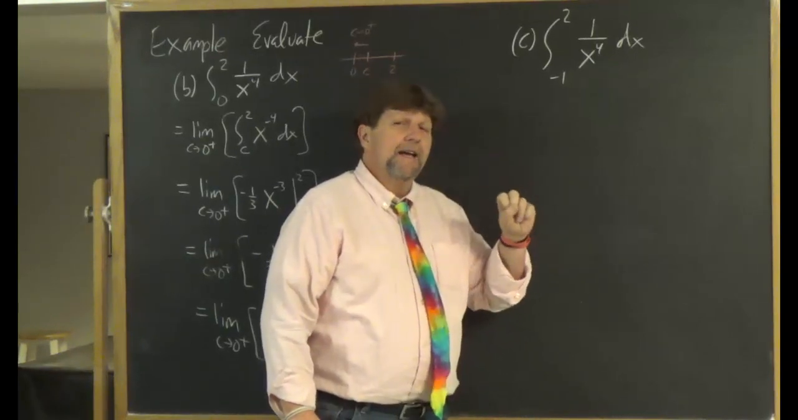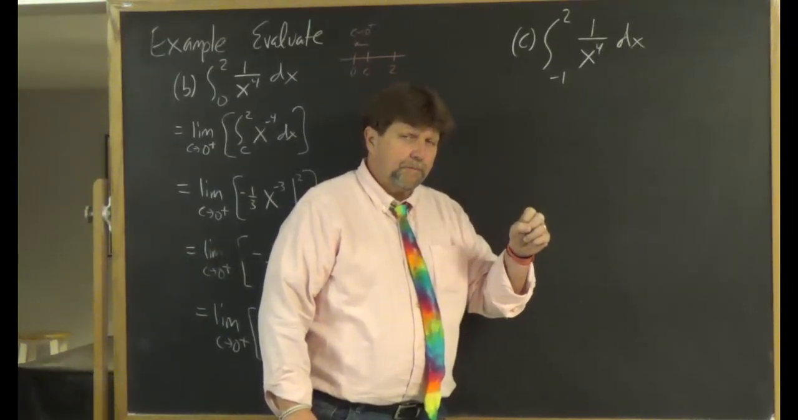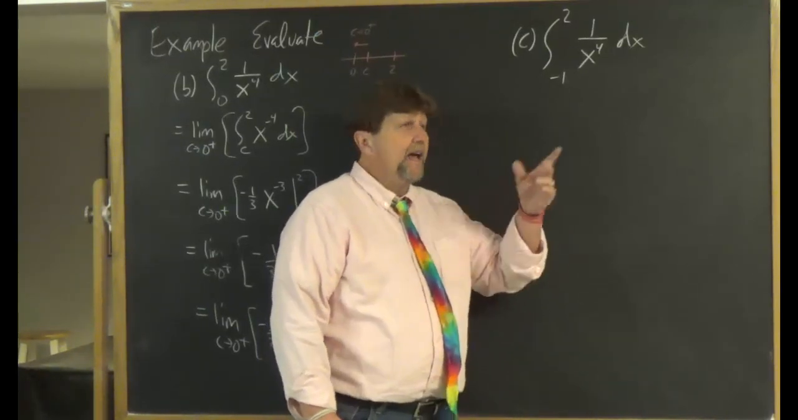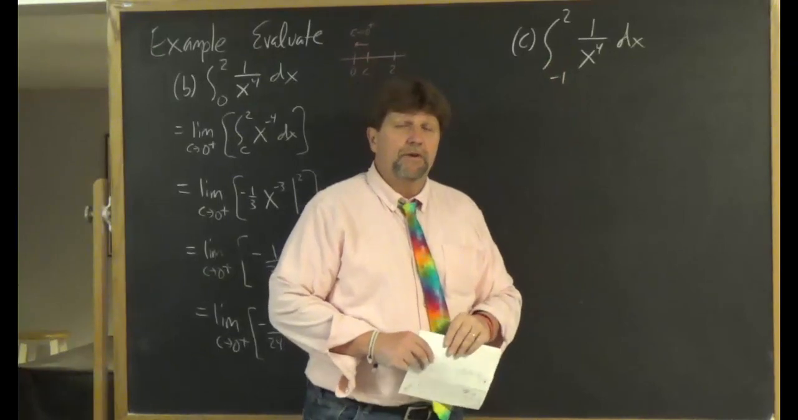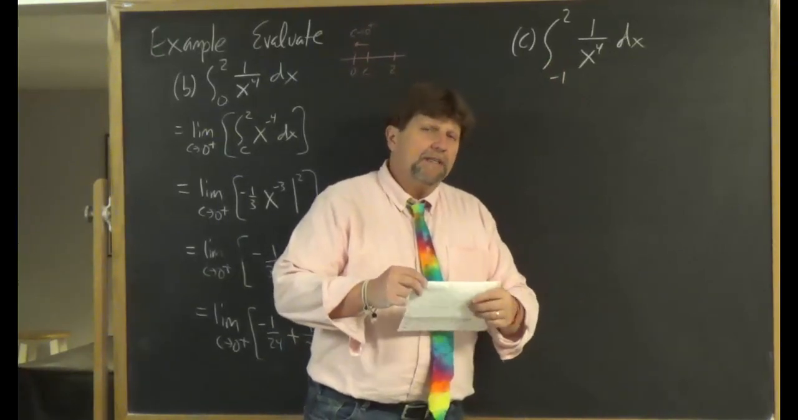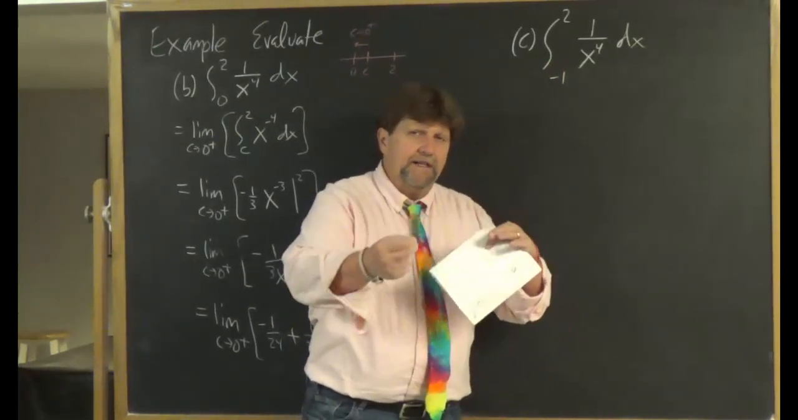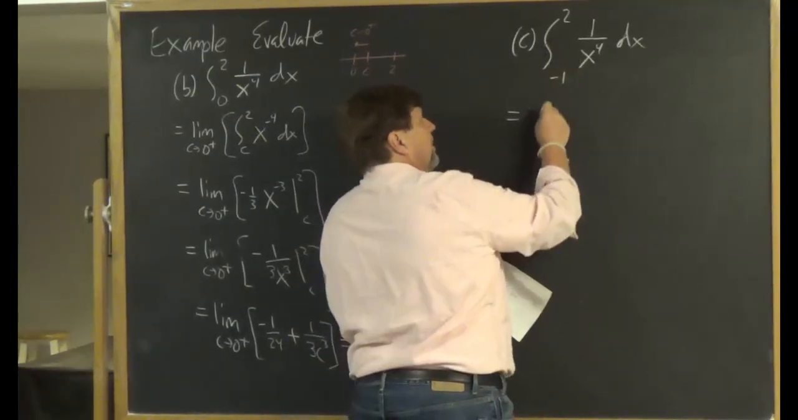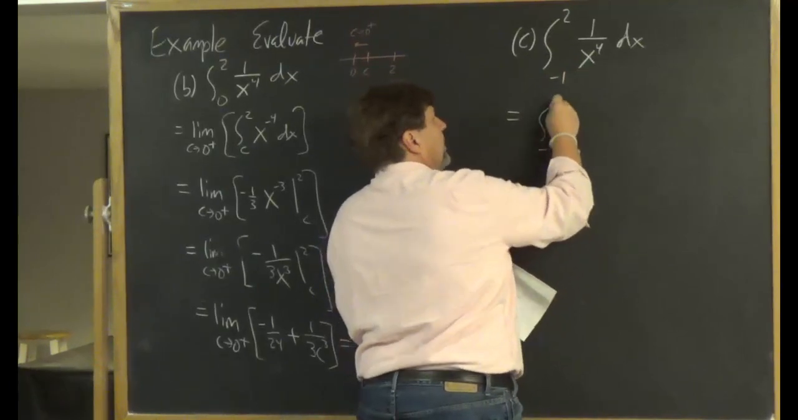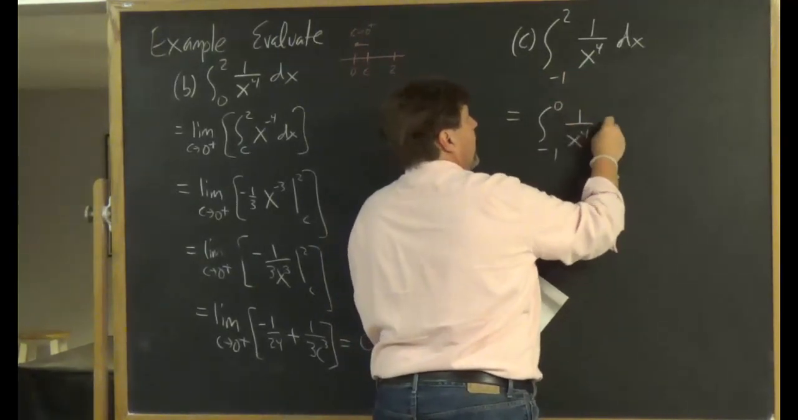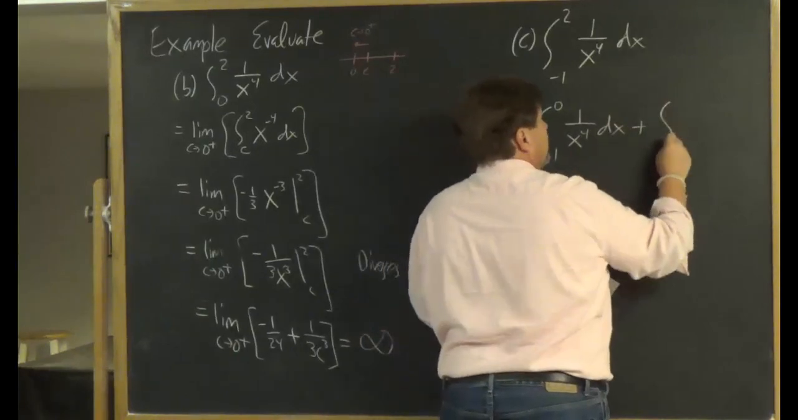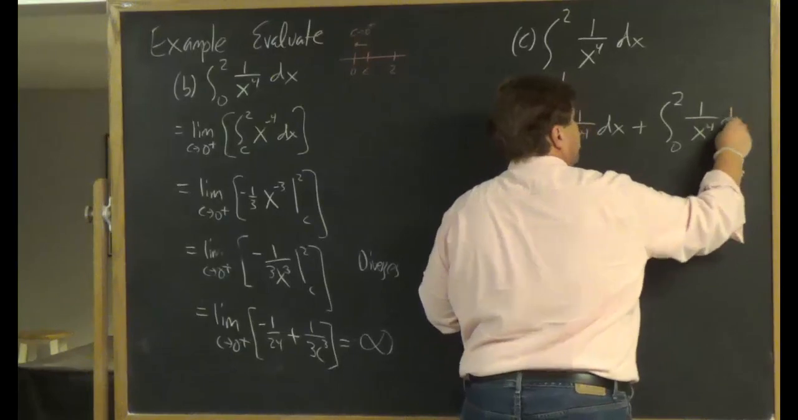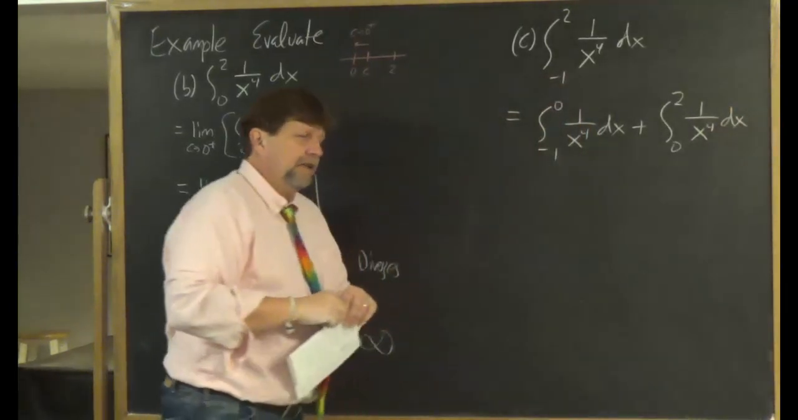Our infinite discontinuity is at 0. This is an interior point problem. 0 is inside the interval negative 1 to 2. Because that's where the problem is, that's where we're going to break up the integration and write down our two separate integrals. So we rewrite this problem as integrating from negative 1 to 0, 1 over x to the 4th dx, plus integrating from 0 to 2, 1 over x to the 4th dx. And at this point, I think I'm done.